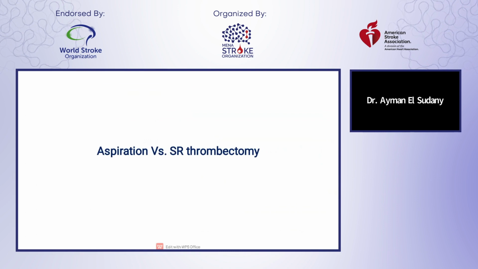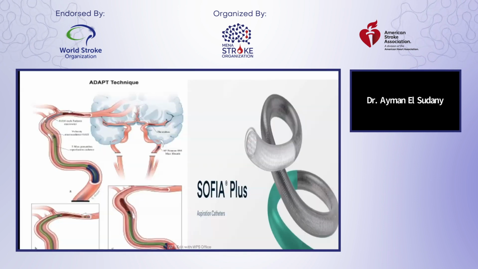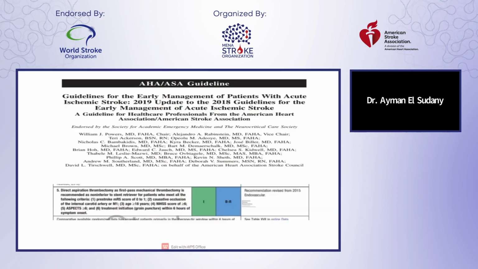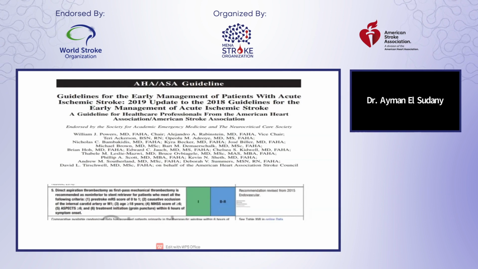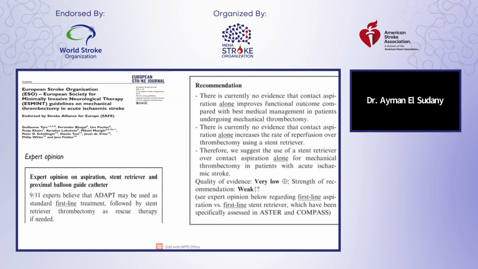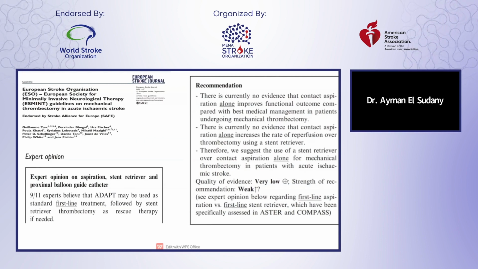Aspiration thrombectomy versus stent retriever thrombectomy. The classical guidelines favored stent retriever thrombectomy, but aspiration thrombectomy can be another option. At our center, we use the available materials, whether stent retriever or aspiration. But in optimal settings, we commonly start with aspiration thrombectomy for reasons I will mention, and if we fail to complete the procedure, we shift to stent retriever thrombectomy.